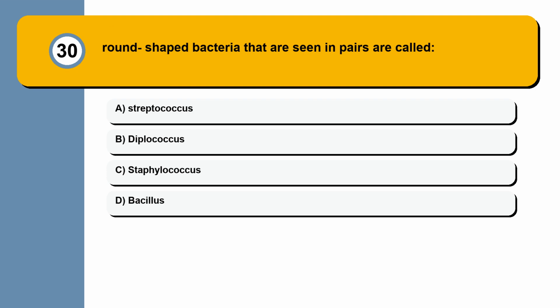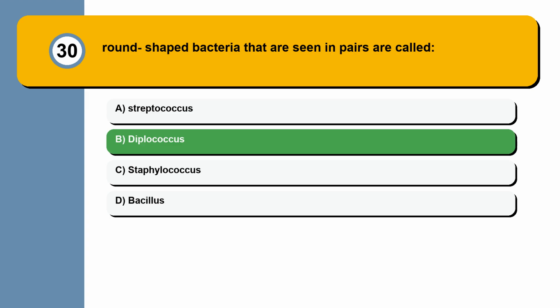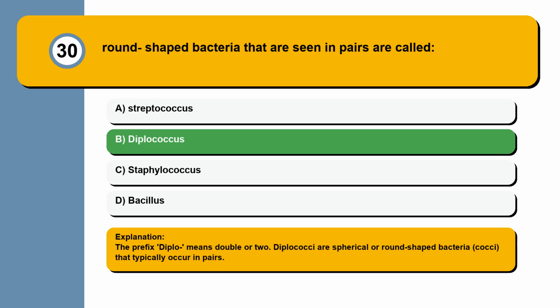Question 30. Round-shaped bacteria that are seen in pairs are called. Here are your options. Option A, Streptococcus. Option B, Diplococcus. Option C, Staphylococcus. Option D, Bacillus. The correct answer is option B, Diplococcus. Explanation. The prefix diplo- means double or two. Diplococci are spherical or round-shaped bacteria, cocci, that typically occur in pairs.